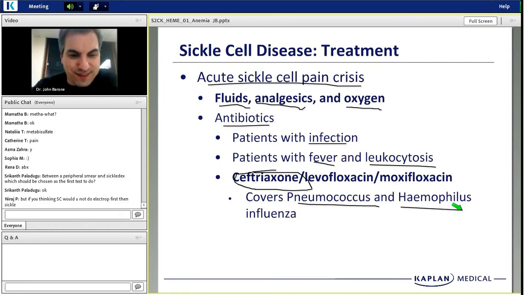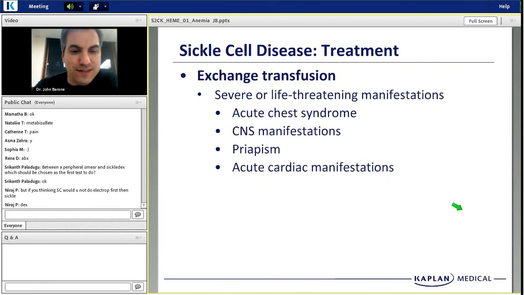Go forward. Oh man, my slide is like, yeah.